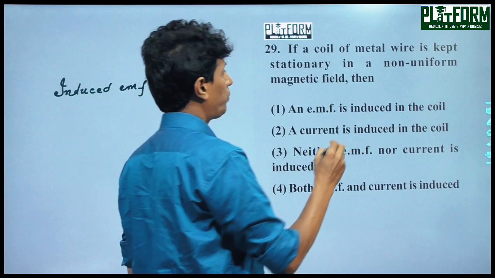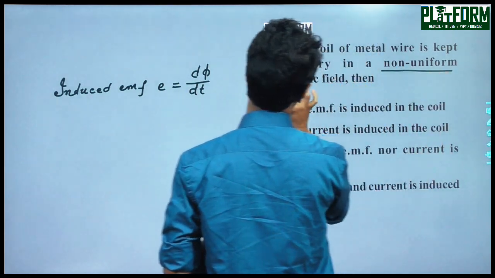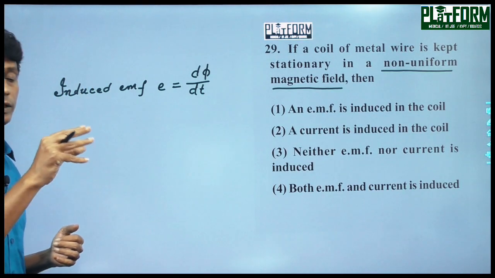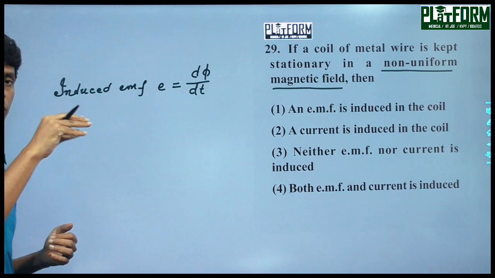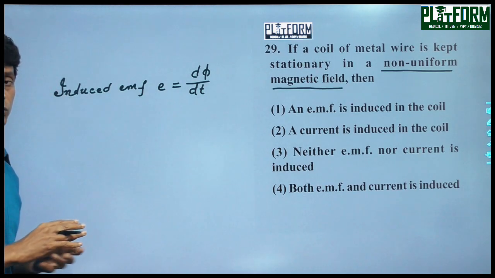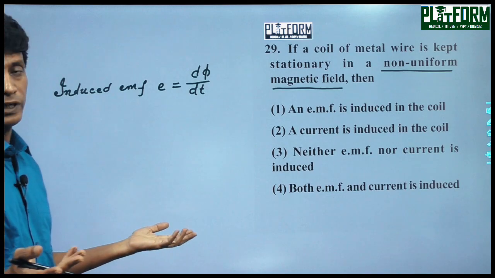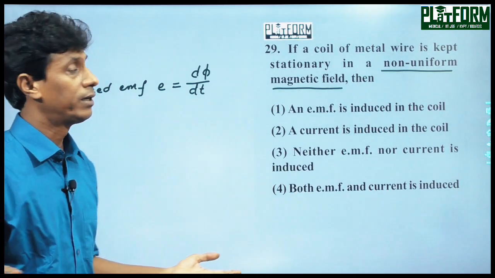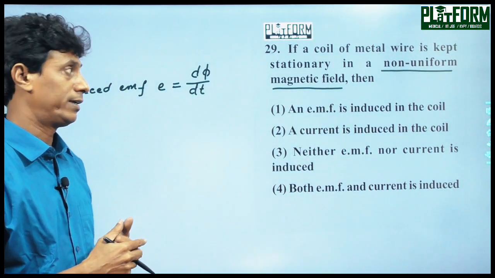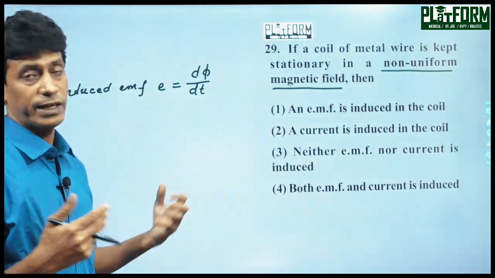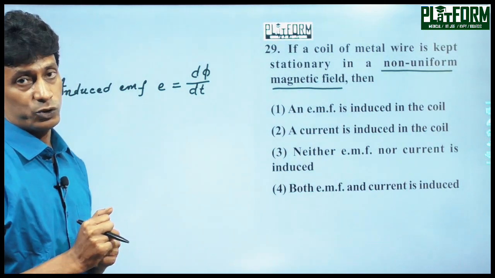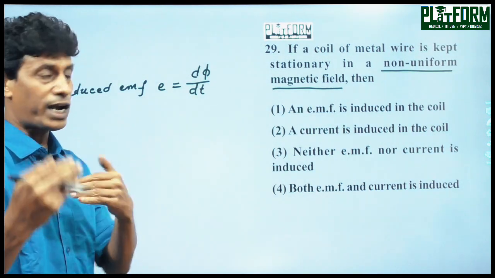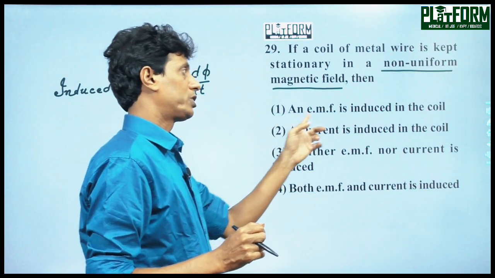Here the magnetic field is non-uniform. Non-uniform means it has a space gradient. The magnetic field at different points of the space is different, so both the magnitude and direction of the magnetic field at different points of the space are different. Non-uniform means space gradient. So there is no change of magnetic field strength with respect to time, and so no EMF is induced in the coil.